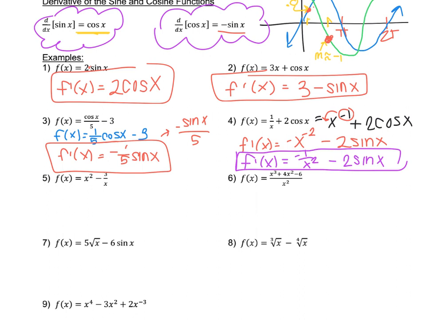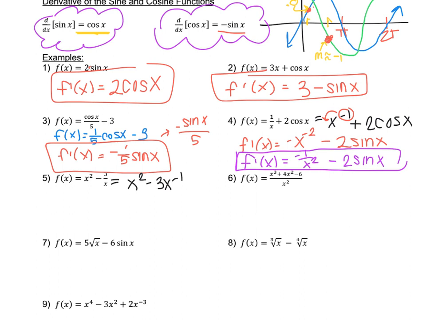All right, moving on to number 5, we've got x squared minus 3 over x. So again, we want to think, can we directly apply power rule? Yes, we can to x squared, but for negative 3 over x, we need to rewrite that piece. So I'm just going to rewrite the function as x squared minus 3x to the negative 1. So again, we're rewriting 3 over x as 3 times x to the negative 1.